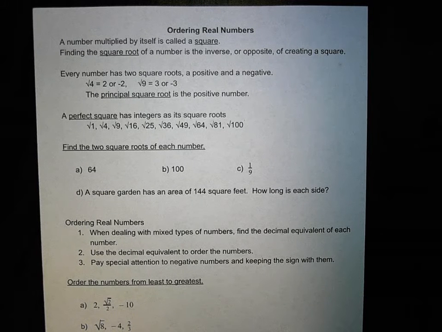Okay, so every number has 2 square roots, a positive and a negative square root. If you think about that, what's negative 2 times negative 2? Positive 4. What's 2 times 2? 4. So the square root of 4 could be negative 2 or 2. Now generally, if the question asks what are the 2 square roots of a number, that means both the positive and the negative. If it asks just what's the square root, then we usually are talking about the primary or the principal square root. This principal square root is the positive number.